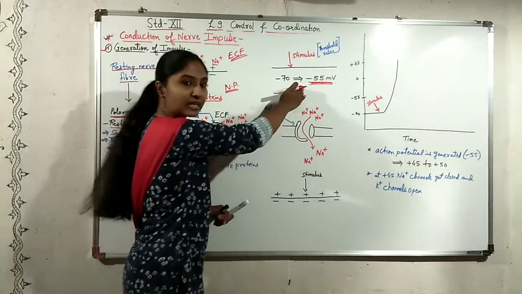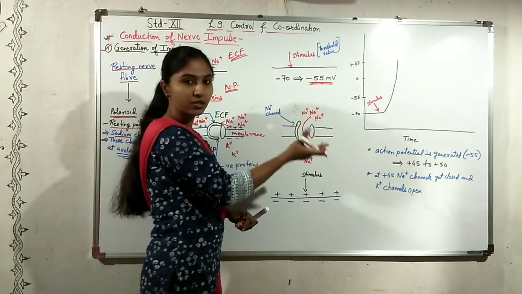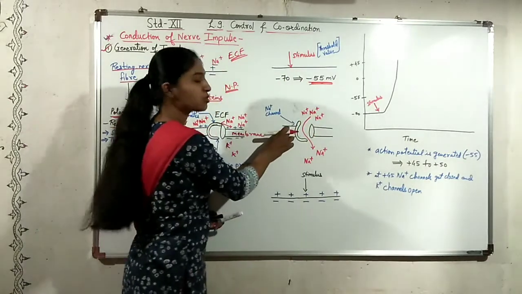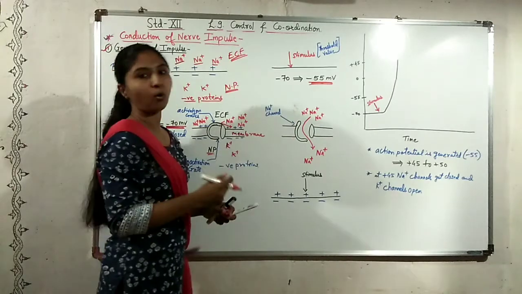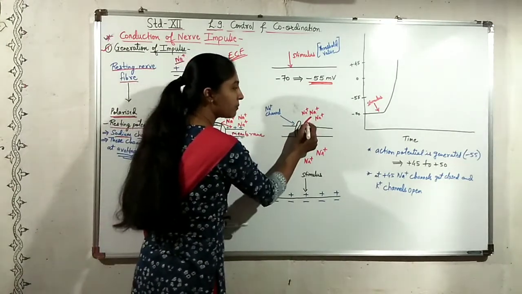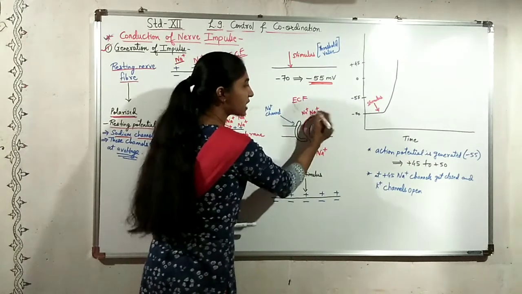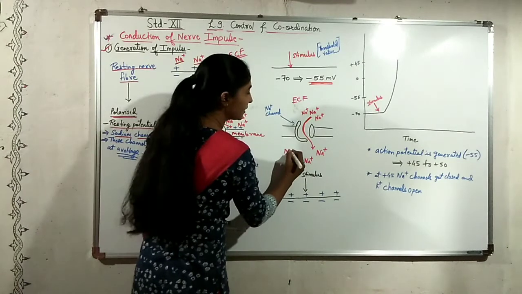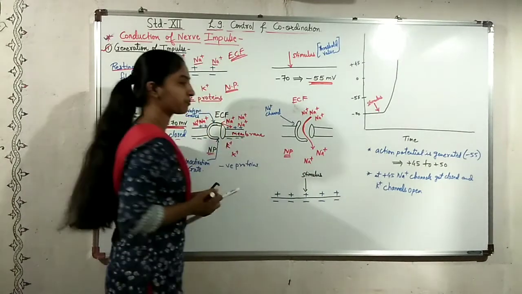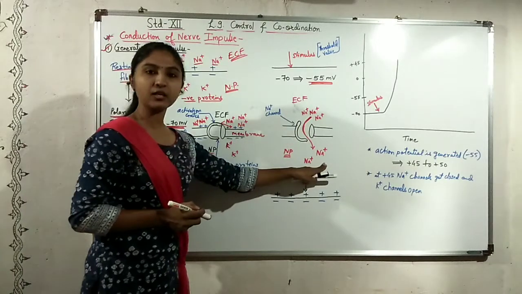When this resting potential changes into action potential, the sodium channel gates open. And when these sodium channel gates open, the sodium ions which are present in the extracellular fluid start moving inside the neuroplasm.